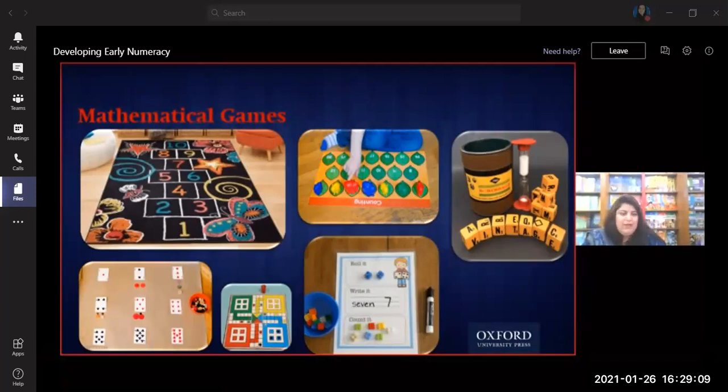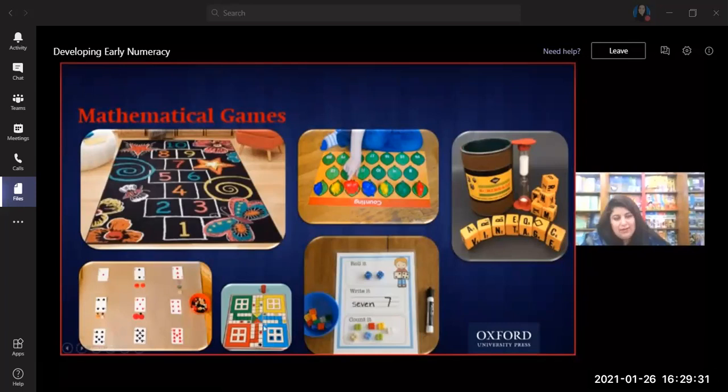Then we can also use playing cards, and they can actually make interesting activities with the help of buttons. And as you can see in this activity, they only have to make a connection of the number of objects and the number written on the card.